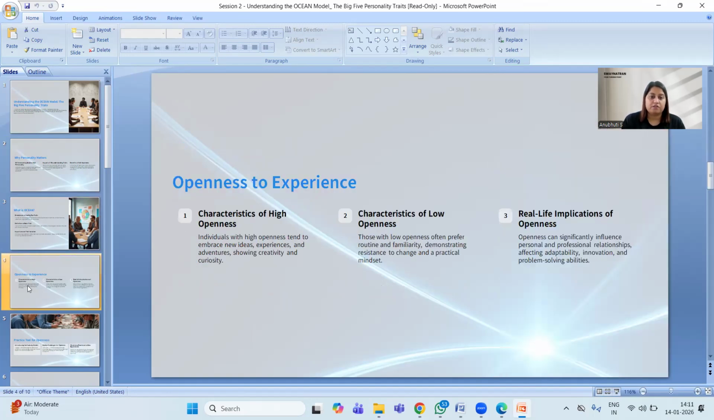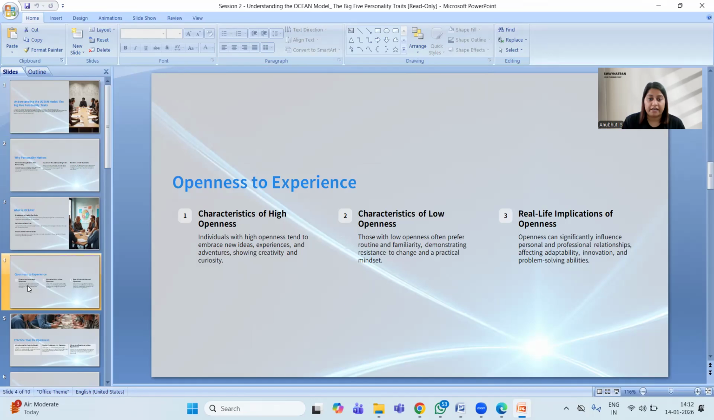Coming to openness to experience. What are the characteristics of high openness? Let's think and talk about high and low openness. As I said, we compare each of these traits depending on the requirement, and we can make it higher and lower in our reflective personality when we are in a dynamic of flexible workplace or flexible environment.